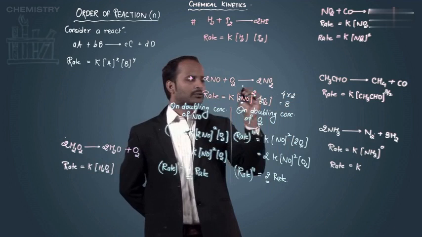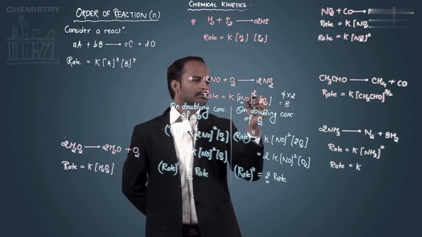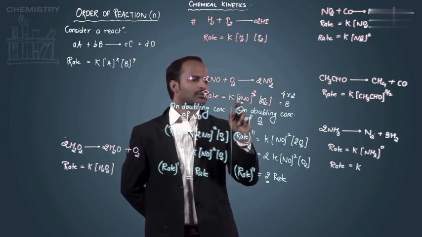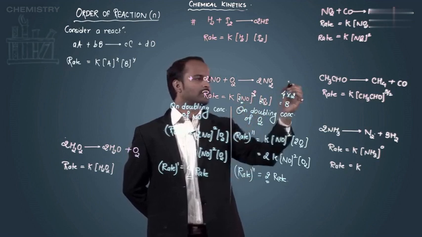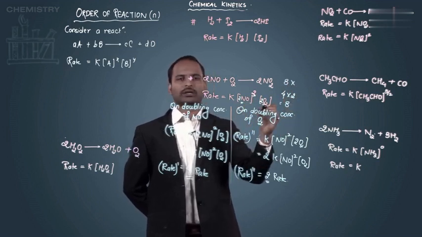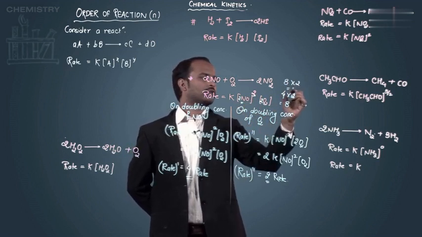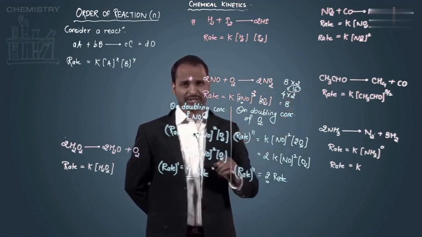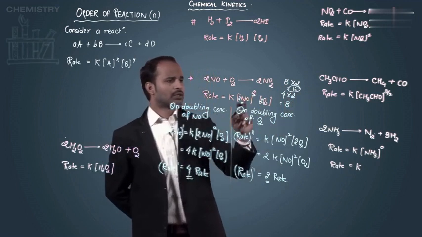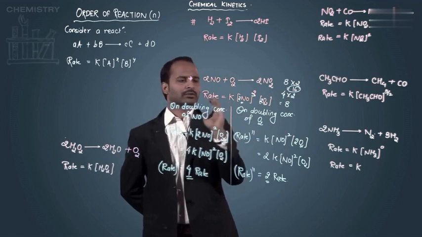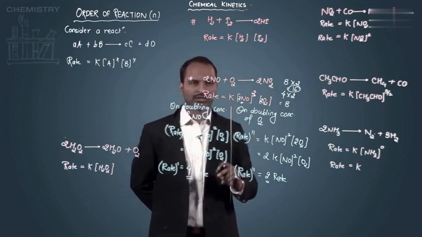Suppose the power is 3 here and I'm doubling the concentration, so it is going to be 2 raised to 3, means 8 times, into double this 2. That means the rate of reaction will increase by 16 times. So the power only decides on which reactant the reaction speed depends and by how much.